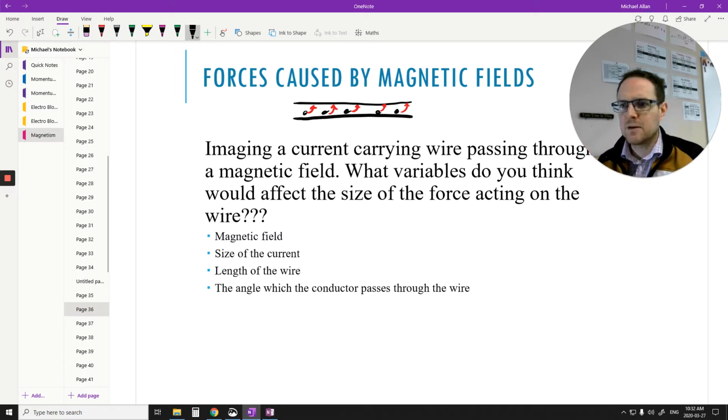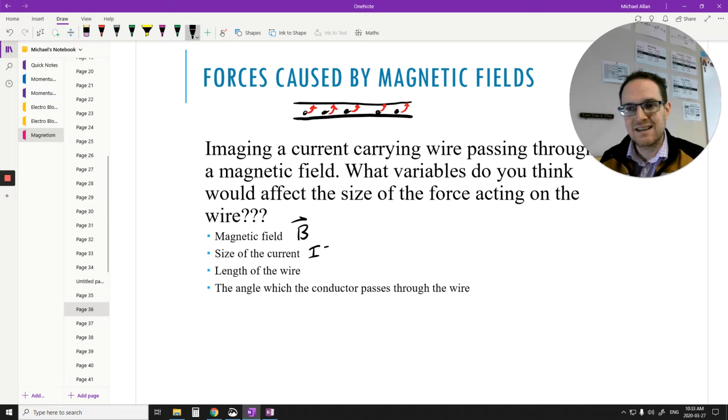Okay, so what variables do you think will affect the size of this force? Well, we already know that this external magnetic field, B, should affect it. It affected the other one. The stronger the magnetic field, the stronger the force. Now, current is something else that's going to affect them.